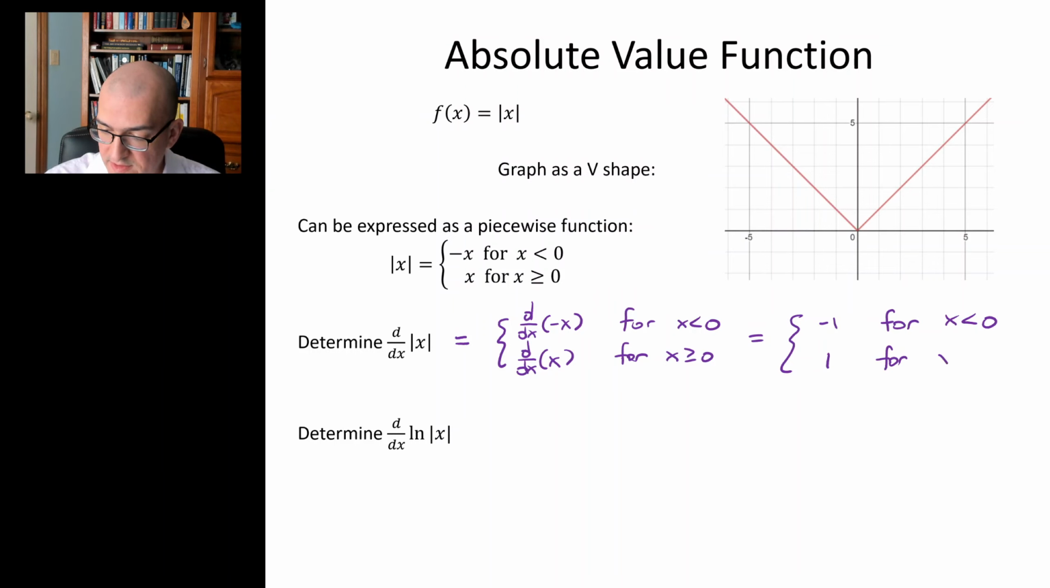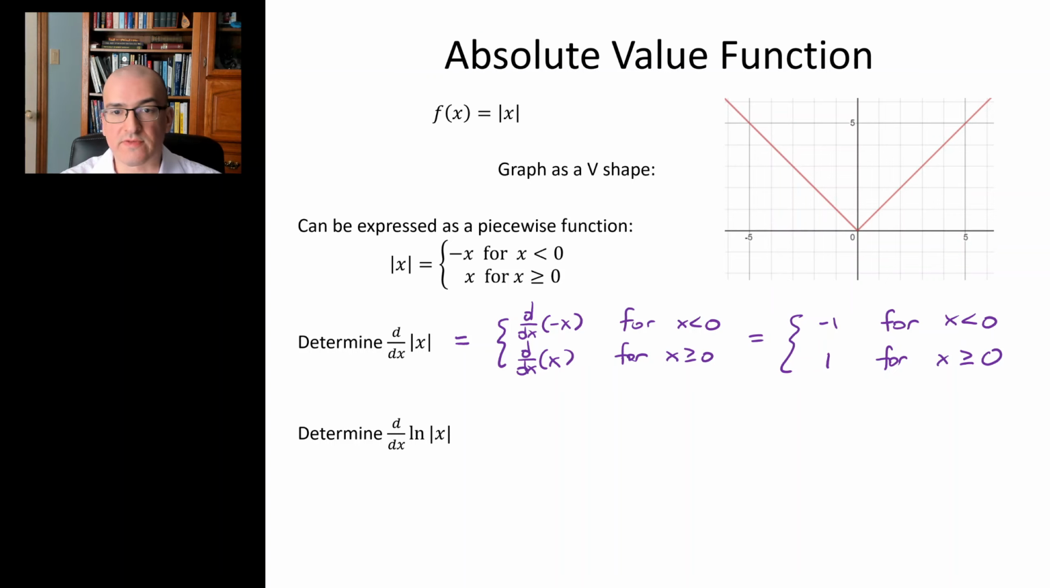Now this function, this derivative, this f prime, if you were to graph it, has a jump. It has a y value of -1 for x values on the left side, and a y value of +1 for x values on the right side. And it just jumps abruptly at x equals 0 from one y value to the other y value. It's like a step function.